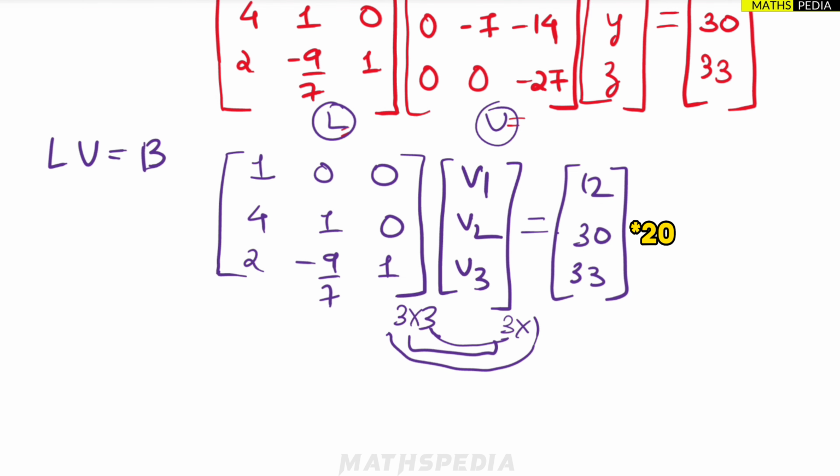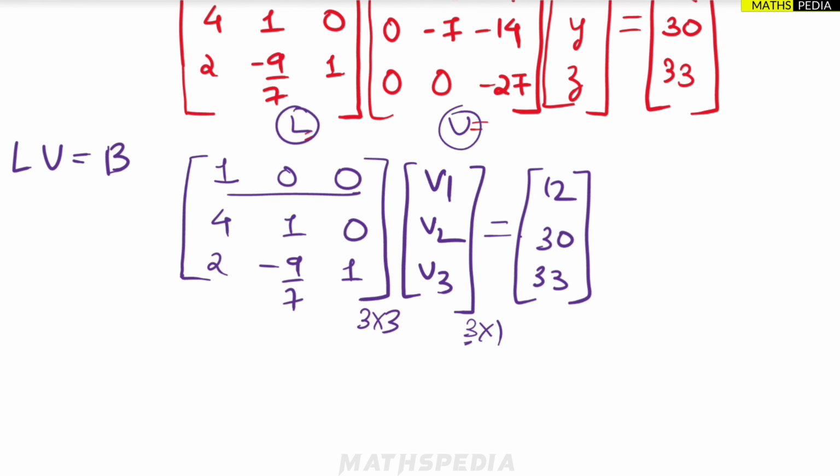Now how to do the multiplication? First row you take, multiply with this column. Only 1 column is there, so you can multiply with this column itself. So 1 into V1, which is V1, should be equal to this element, which is 12. Simple multiplication. That means the V1 value we got is 12.